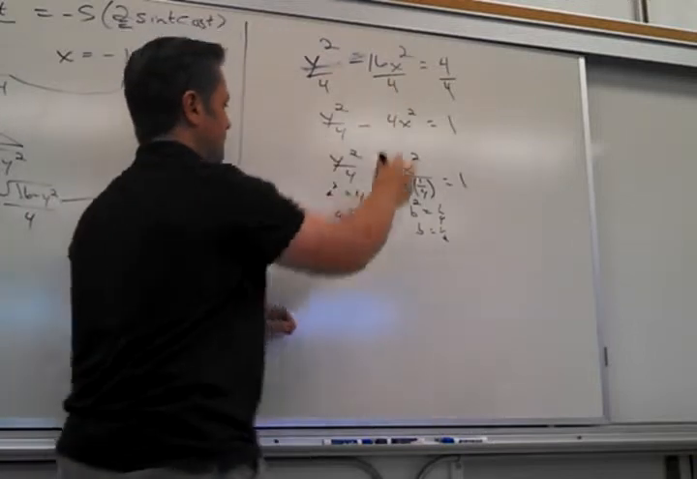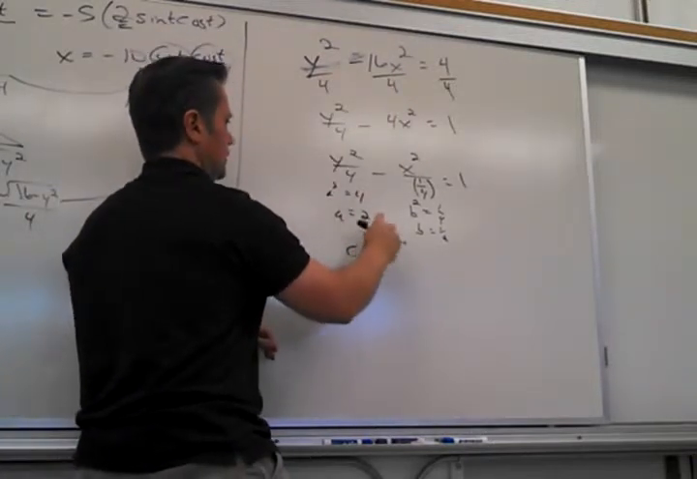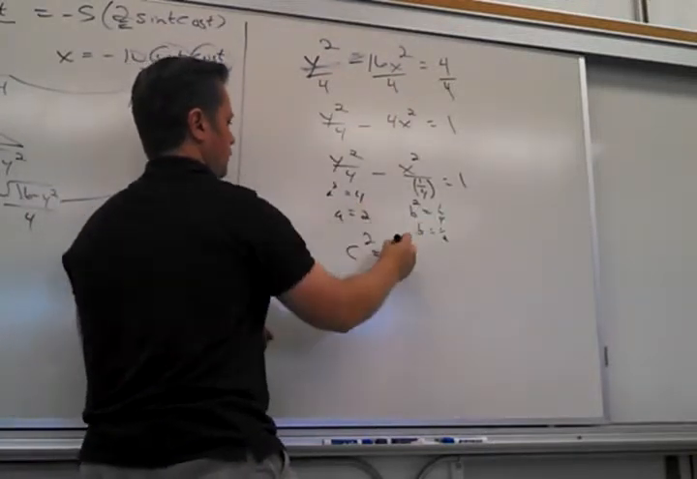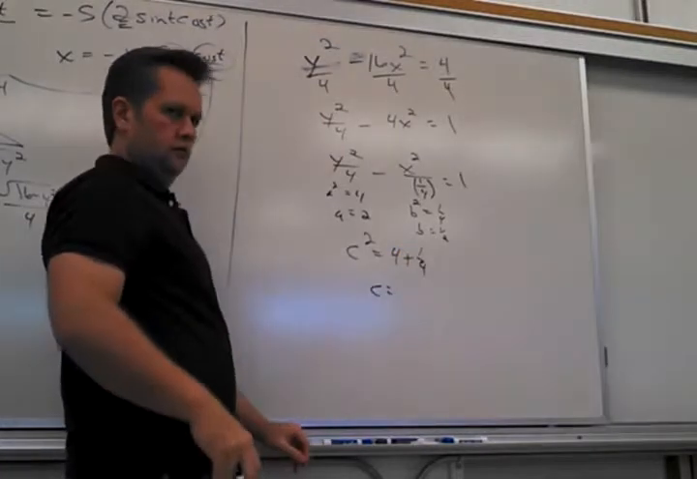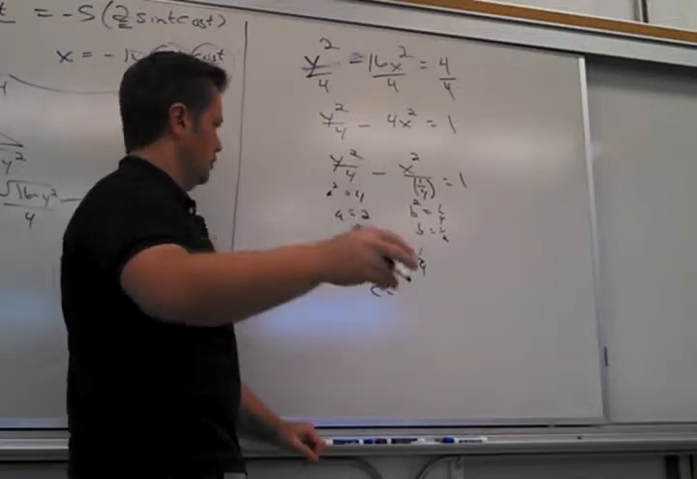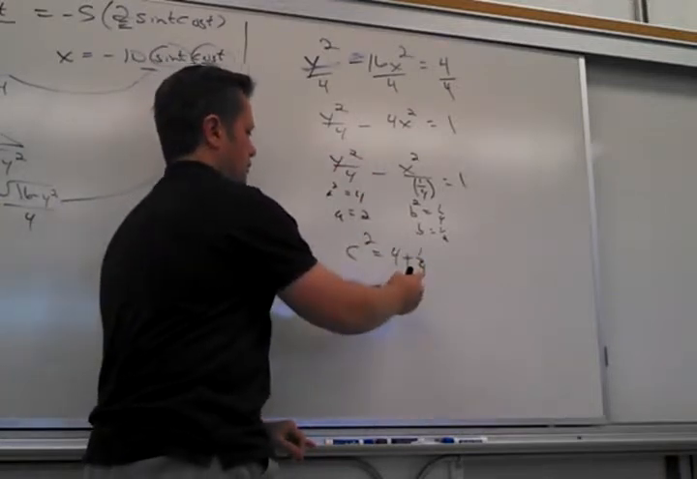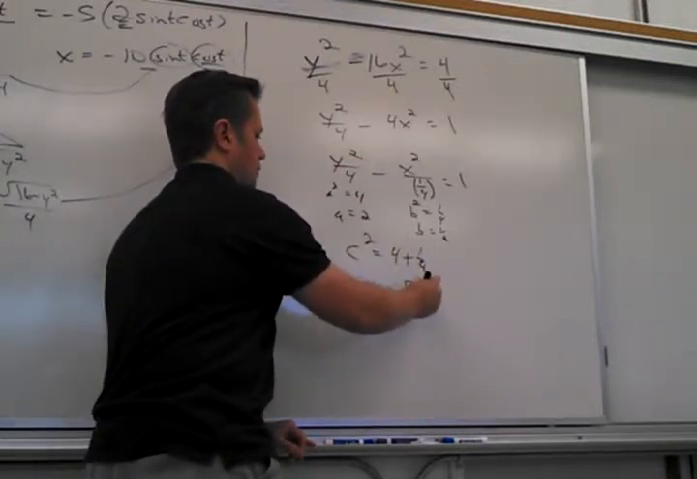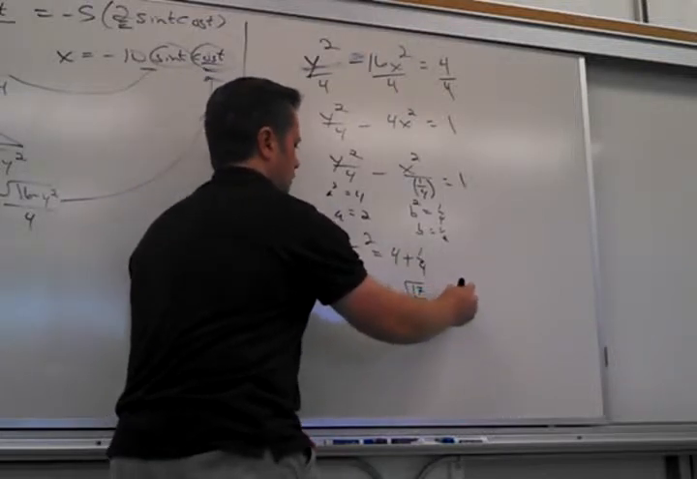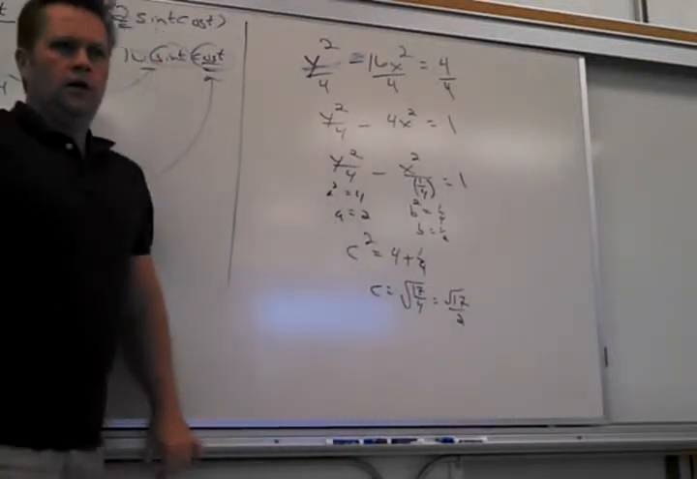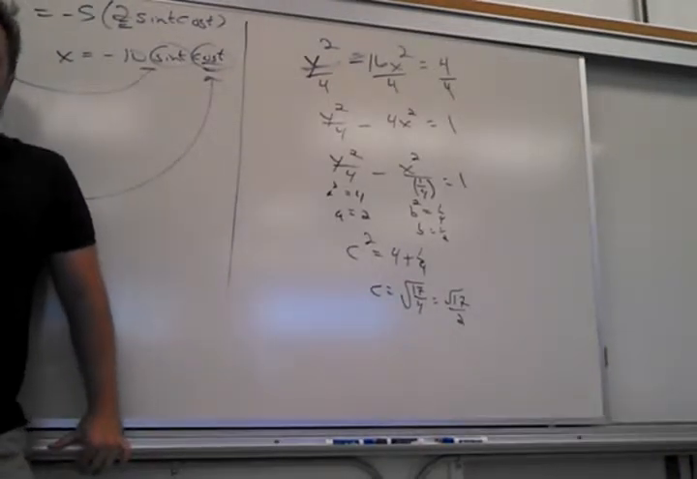All right, so let's see. What would C be? C squared is 4 plus 1/4. That'd be 16/4 plus 1/4. So C is the square root of 17 over 2, which is just a little bit over 2.